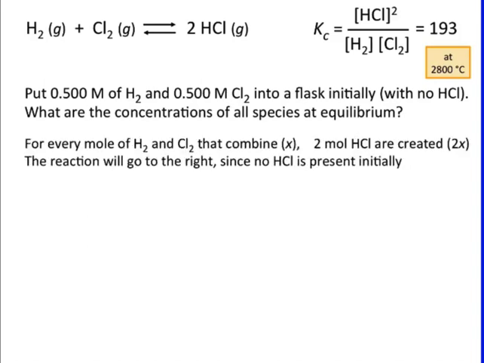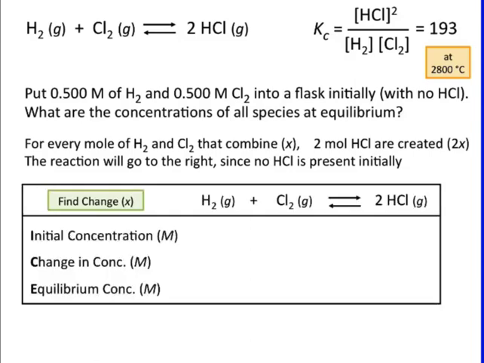All right, so we need to figure out which way this reaction's going, and also whether it's X, 2X, 3X, whatever. For every mole of hydrogen and chlorine that come together, you're going to make 2 moles of hydrogen chloride. So we'll use an X to represent the hydrogen and chlorine change in concentration, and 2X to represent the change in hydrogen chloride concentration, because that makes sense stoichiometrically. Also, the reaction's going to the right, because there's no hydrogen chloride initially, so Q is 0, K is 193, Q is less than K, and Q is going to increase to get towards K, which involves shifting the reaction to the right to make more products.